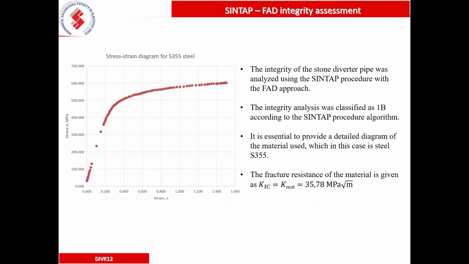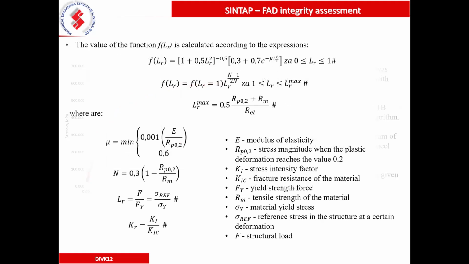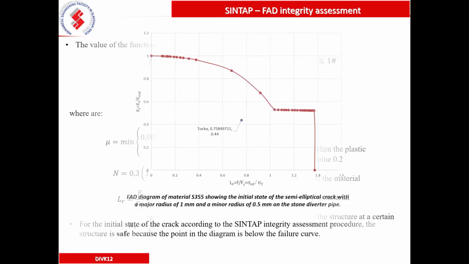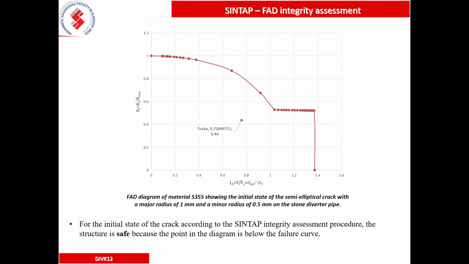So we practically know the yield strength and ultimate strength of the material. It means construction steel S355. This is not a problem. We also found from the literature that K1C for the material is about 35 megapascal square root meter. And at the end, for the 1B analysis option of the procedure, we found that our working point with the semi-elliptical crack size is still in the safe region.